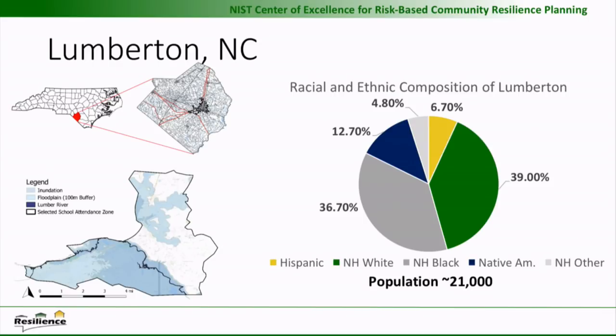Lumberton has a population of about 21,000 people and is highly diverse in terms of its racial and ethnic composition. You see in this pie chart that the population is largely comprised of 3 groups: a Native American population, mostly Lumbee Indians, Black population, and a white population, as well as a fairly good-sized Hispanic population in this city.